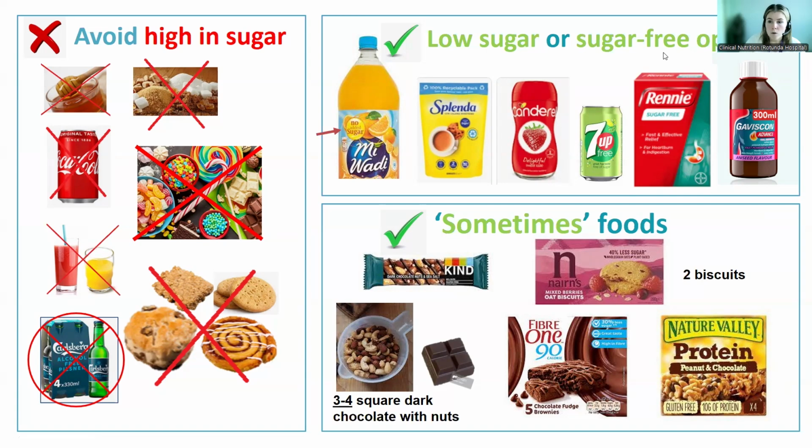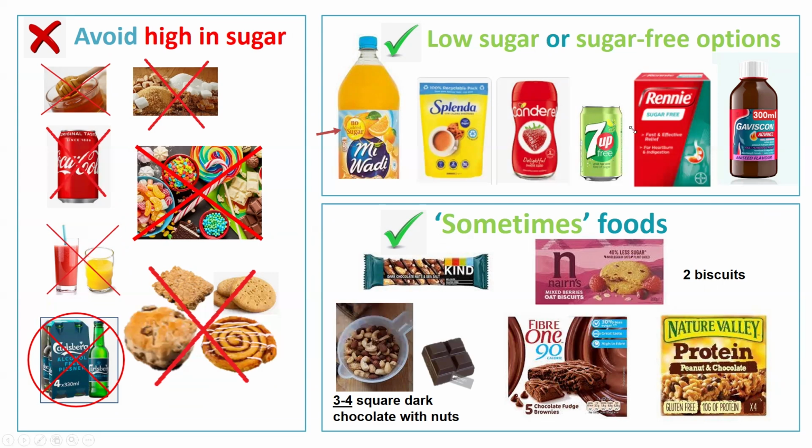If you wanted some low sugar or sugar-free options, it might be looking at things like no added sugar squashes. If you wanted an alternative for your sugar, for example, you could go for artificial sweeteners like Splenda or Canderel. Instead of full sugar soft drinks, you could go for the free versions, so it could be like 7-Up Free or Coke Zero, for example.